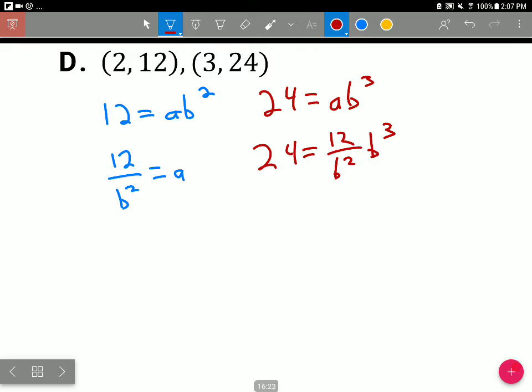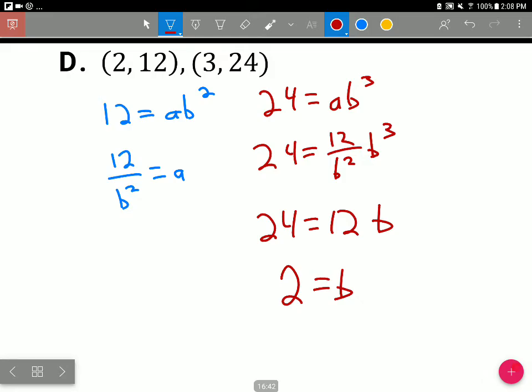So we still cool? Anybody having trouble pulling this? What's b to the 3rd divided by b squared? Big B. Just a b. Good. 24 equals 12b. So b must equal 2.